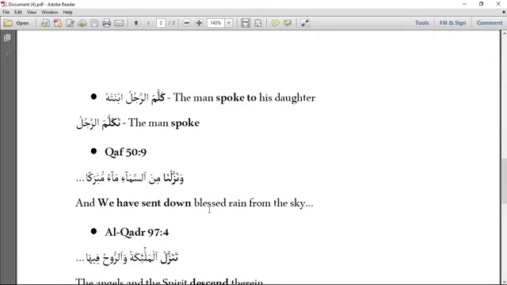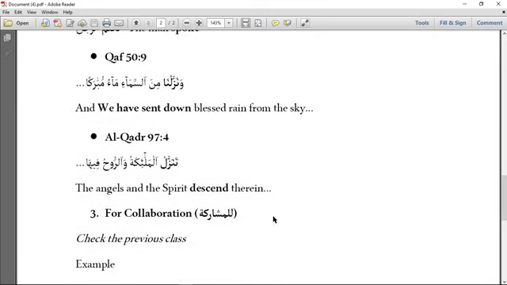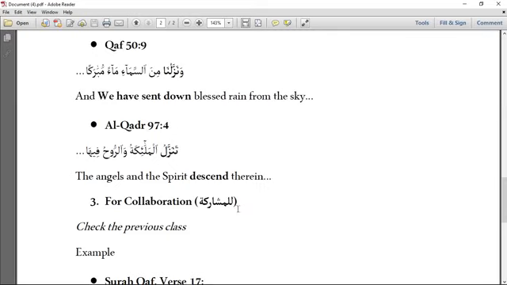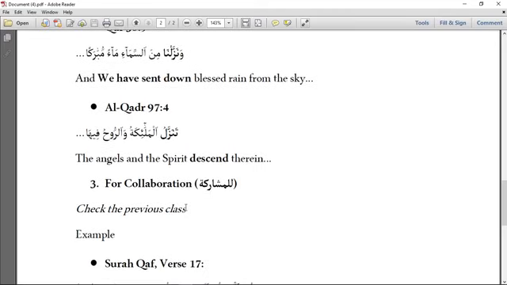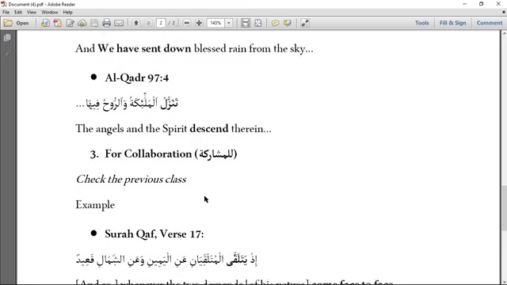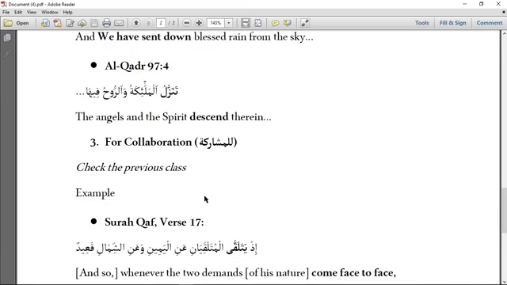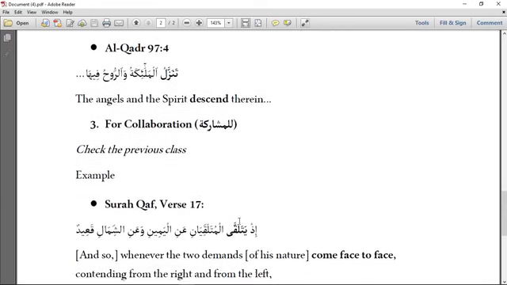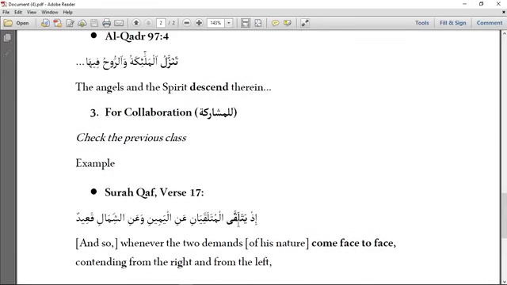Then the next usage for tafa'ala, which is the last one for tonight, is lil musharaka. It is used for musharaka, that is collaboration. And we've explained musharaka in previous classes. It is used for an action that needs mutual agreement, a mutual action, an action that is performed by two or more entities mutually. So from the verse of the Quran, it says, إِذْ يَتَلَقَّى الْمُتَلَقِّيَانِ عَنِ الْيَمِينِ وَعَنِ الشِّمَالِ قَعِيدٌ.